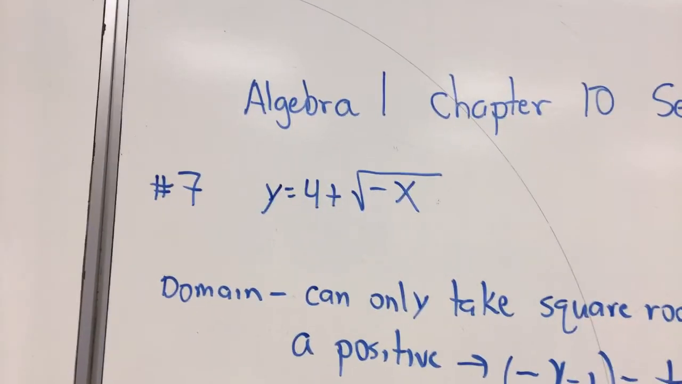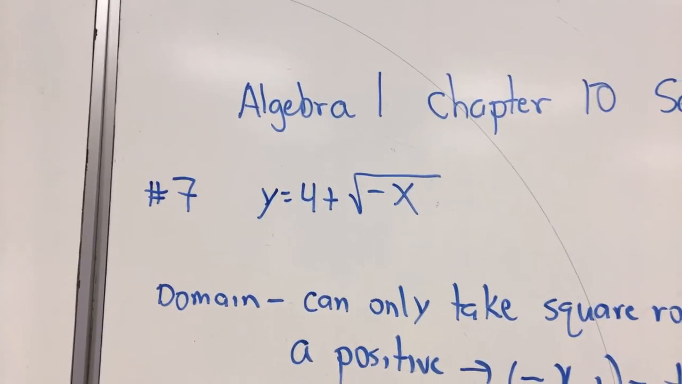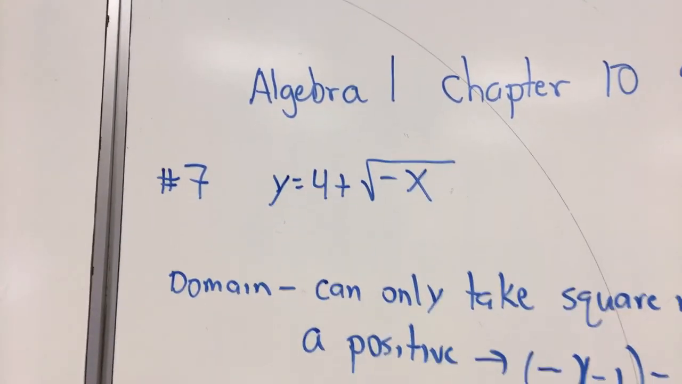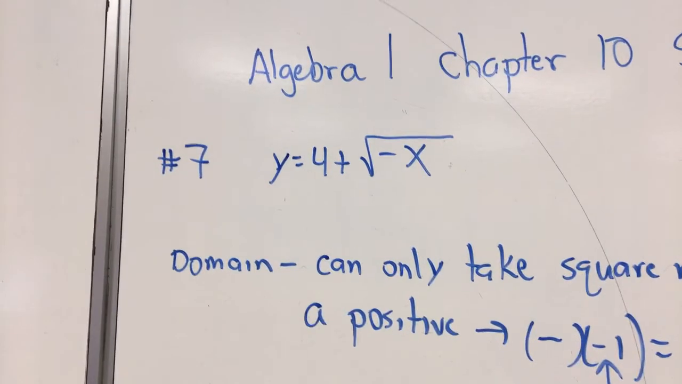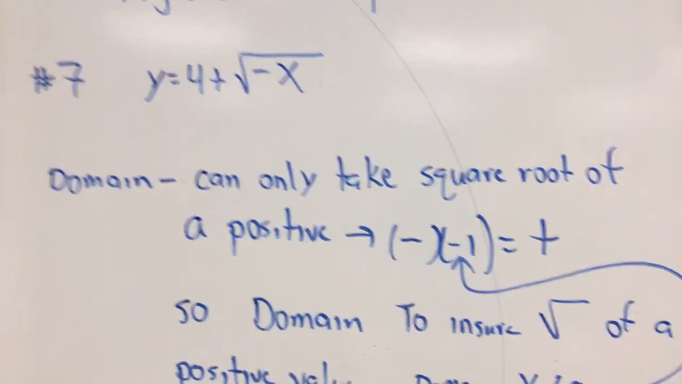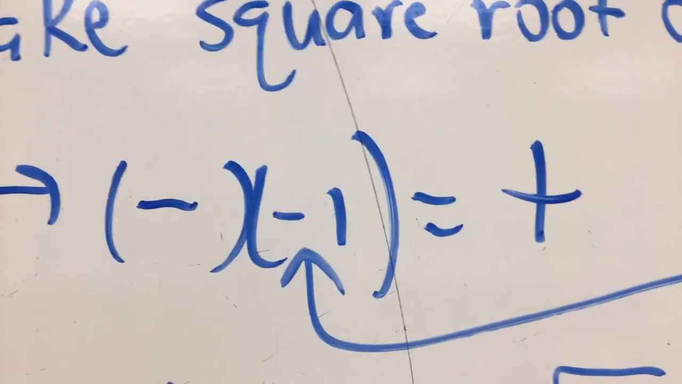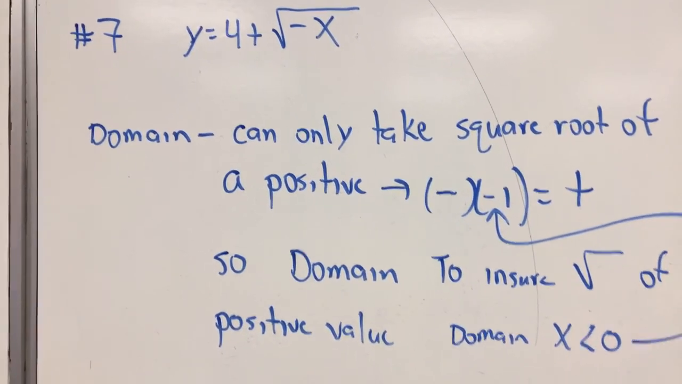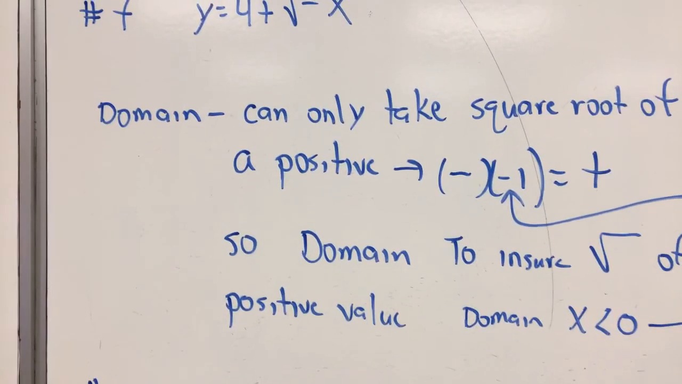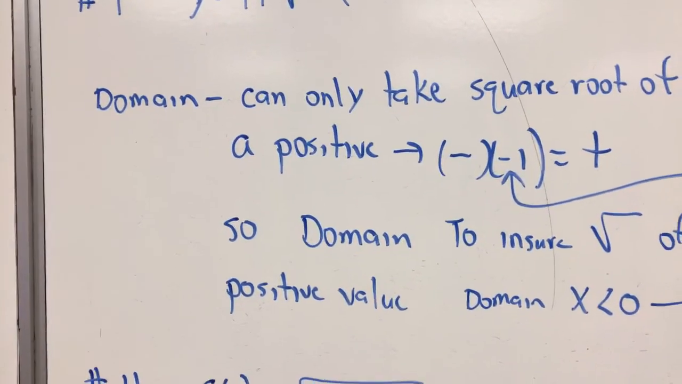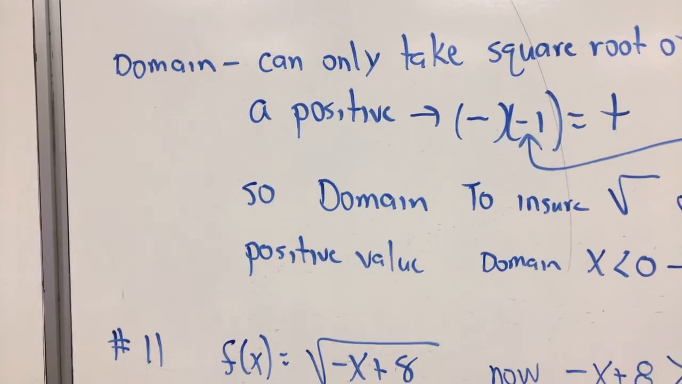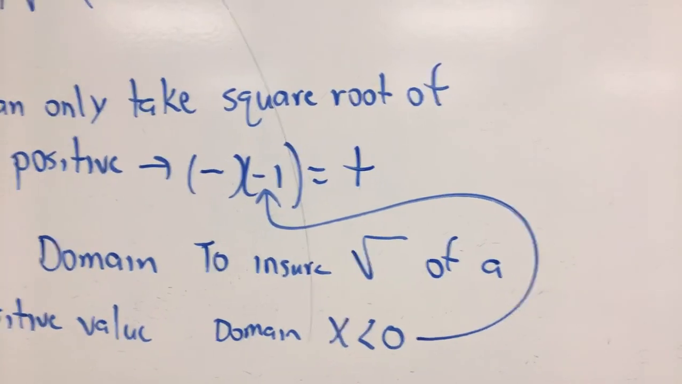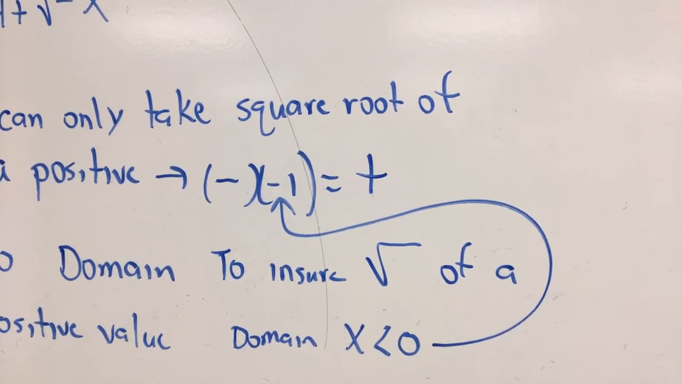Now you have y equals 4 plus the square root of negative x. Now I just got done telling you that you can't take the square root of a negative number. So how do we fix that? Well, I remember that a negative times a negative is positive. So if I only take values of x that are less than 0, that means I have a negative times a negative, which is a positive, and I can take the square root of a positive. So the domain for number 7 is x has to be less than 0.